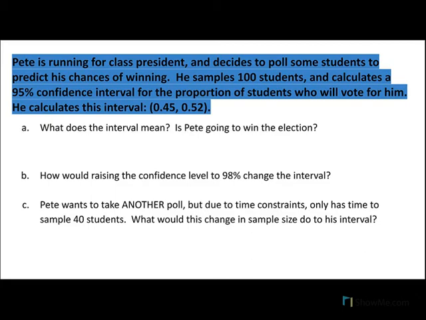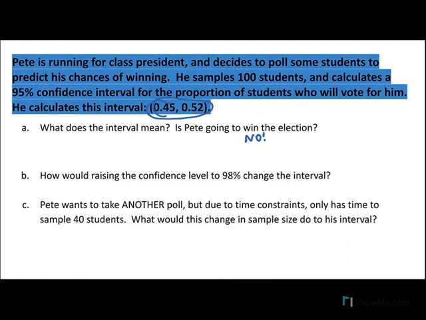Well, it means that he is 95% confident that the true proportion of students who will vote for him is somewhere between 0.45 and 0.52. So does Pete know that he's absolutely going to win the election? The answer is no, he doesn't know that for sure, because that true proportion, even with his 95% confidence interval, could be anywhere between those two numbers. So it could be 0.46, it could be 0.465, it could be 0.51, it could be 0.5115, anywhere in between those two numbers.